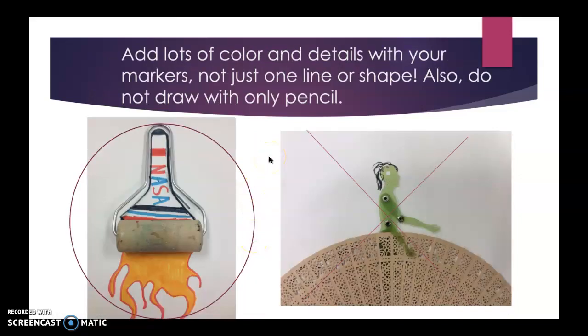Add lots of color and detail with your markers, not just one line or shape. Also, don't just draw with a pencil. So this student added a lot of color, lots of details. It looks like they turned this little paint roller into a rocket ship. This one, they only really added some hair there. I think they could have added a little bit more detail to that one.